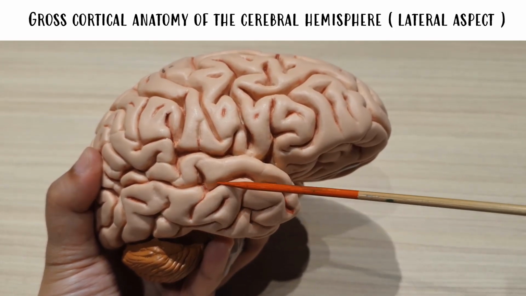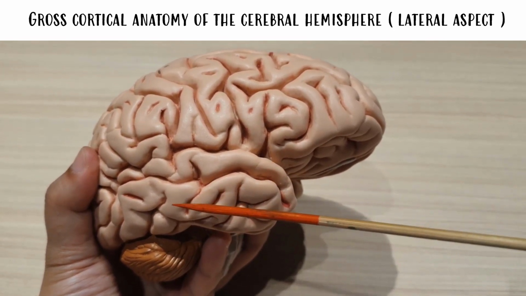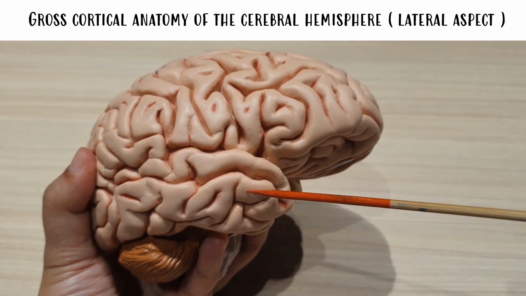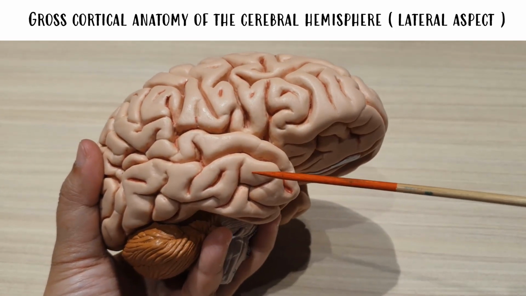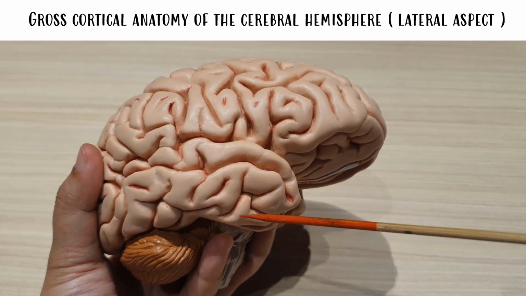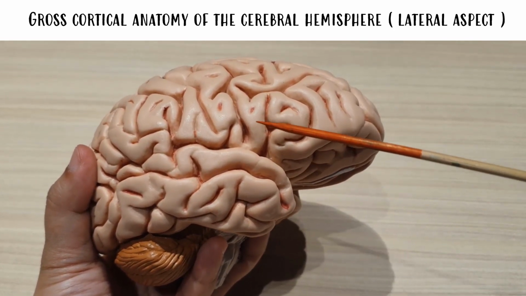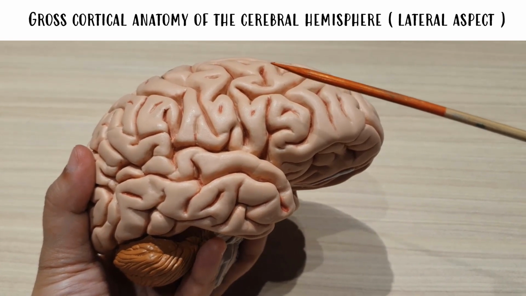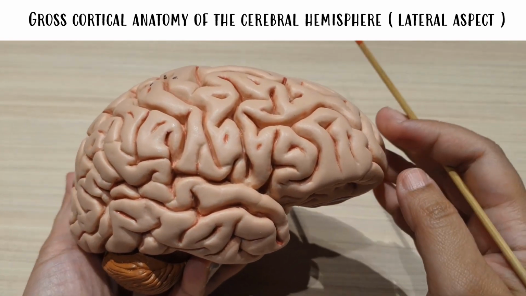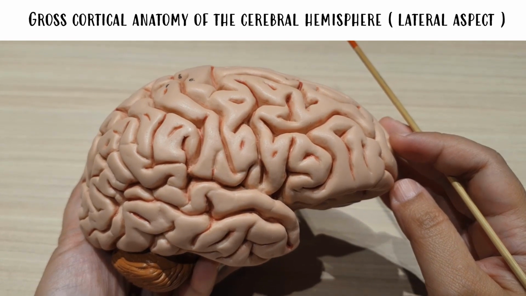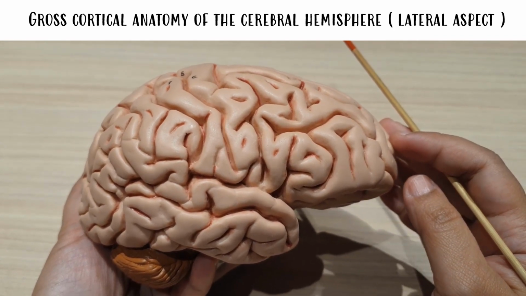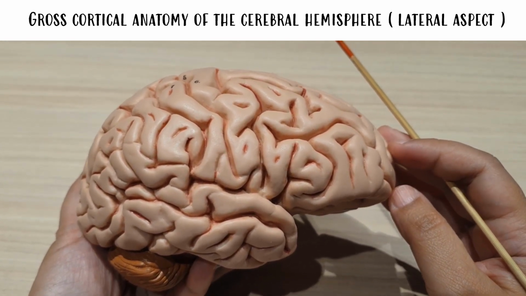Below the superior temporal sulcus is the middle temporal gyrus, after which is your inferior temporal sulcus, and inferior to that is your inferior temporal gyrus. So that completes the lateral aspect of the gross cortical anatomy of the cerebral hemisphere.